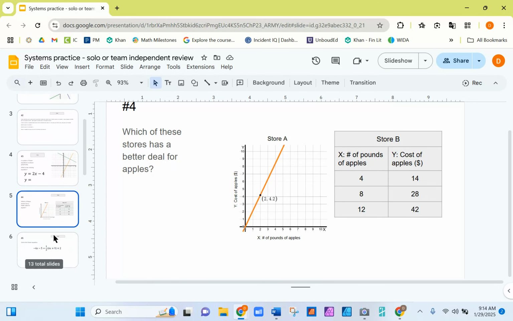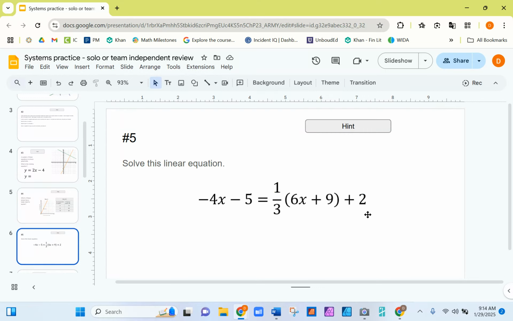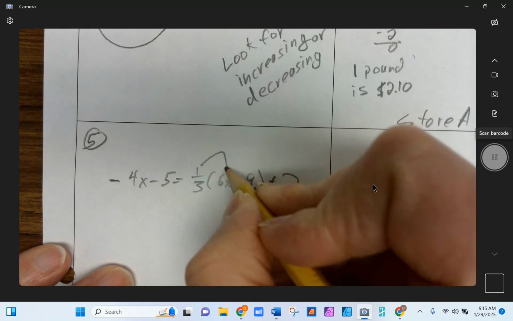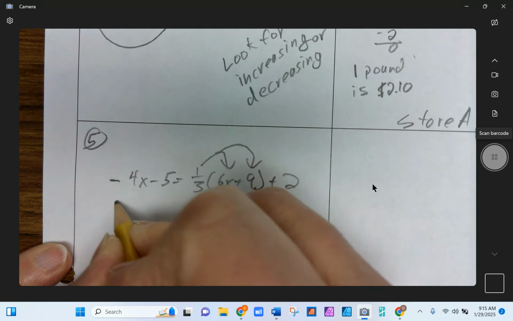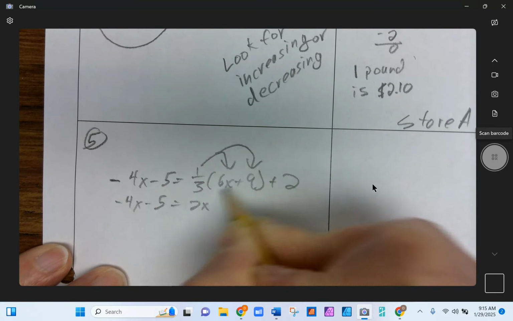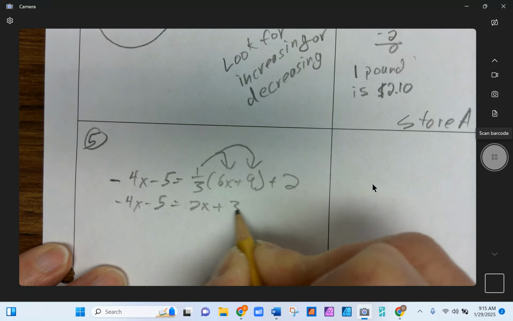Number 5, solve this linear equation. I'm just going to write this down in the spot and then we'll solve it. We have negative 4x minus 5 equals 1/3 of (6x plus 9) plus 2. So the idea here is you're going to start with your parentheses, right? So you're going to distribute, multiply. Negative 4x minus 5 equals 6 divided by 3 is 2x, 9 divided by 3 is 3.